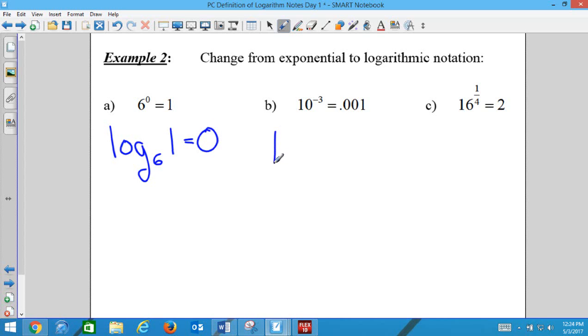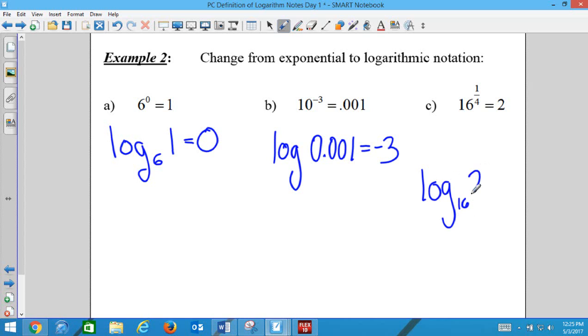So the next one is log of what base? Do I write a 10? Don't write the 10. No. If you need it to use it in your work, that's fine. But if it is a log base 10, we don't write it. Okay. And then the last one is log what base? Base 16. What number? 2. Is equal to 1. Okay.